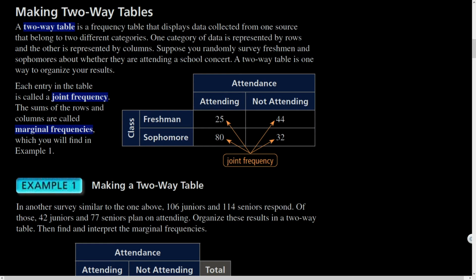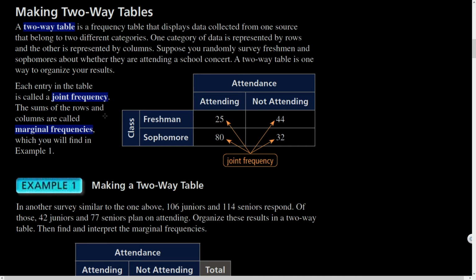So making a two-way table is a frequency table, so it tells you how often students land in one of those categories, if we're talking about students. And it displays the data in these rows. The value in that individual cell is called the joint frequency. Joint as in they're joining both of those together. It's an "and" logic. So a student who is a freshman and is attending is the logic that's taking place. Each entry in the table is called a joint frequency.